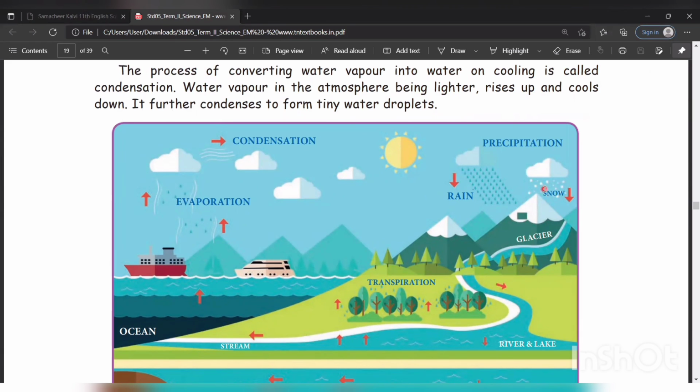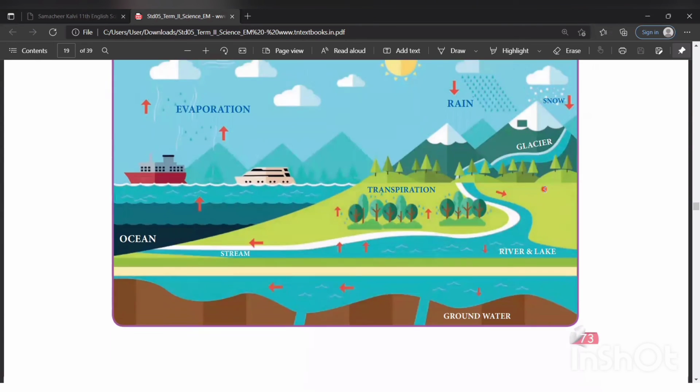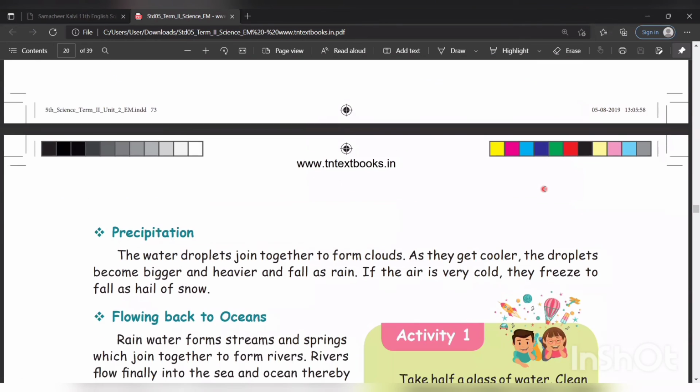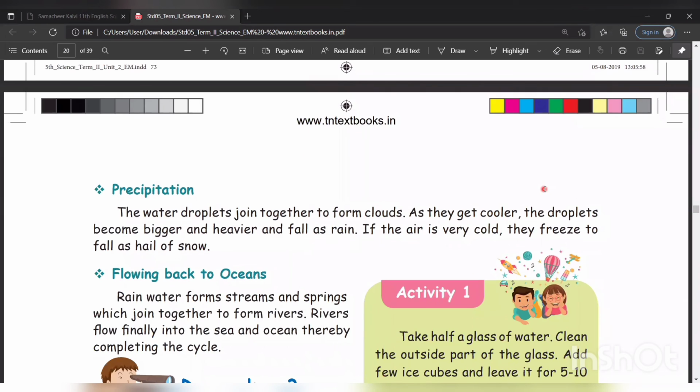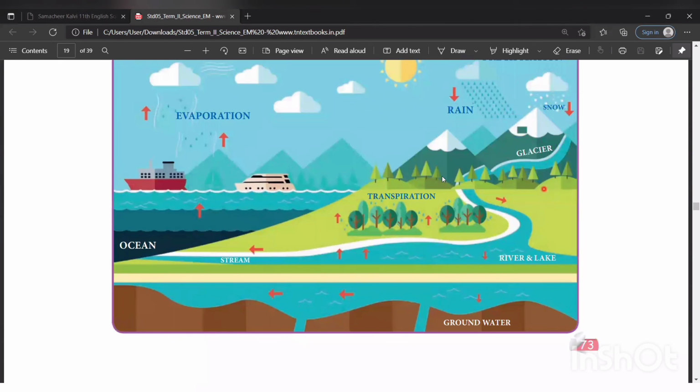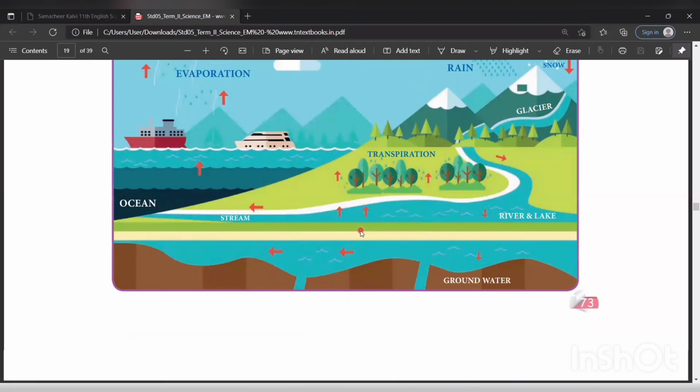And then the last stage is the fourth one, flowing back to oceans. What happens? See here. As rain falls down, it forms streams and springs, and finally it forms rivers. So from rivers, the water flows to oceans, seas, etc., and the water cycle gets completed.